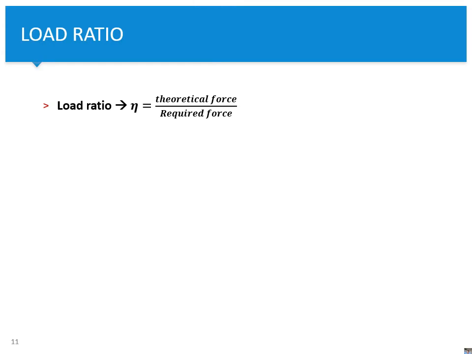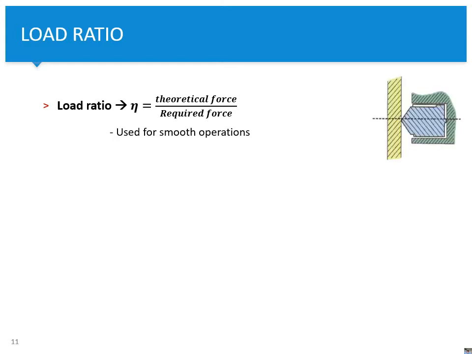To ensure a smooth process, we have this load ratio. And this load ratio is the theoretical force which you just have defined, divided by the required force that your cylinder, and this required force you're going to use to choose your cylinder, and there's a load ratio. And this load ratio depends a bit on the case, but it's used for smooth operations. And well, let me show you over here.